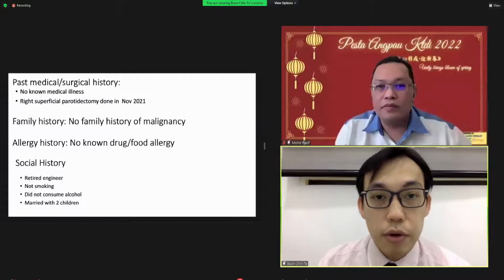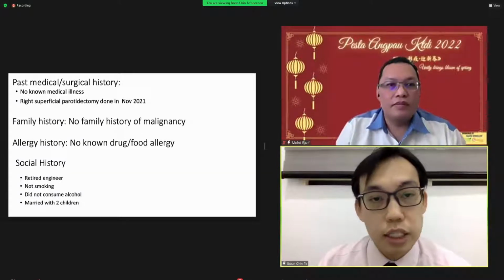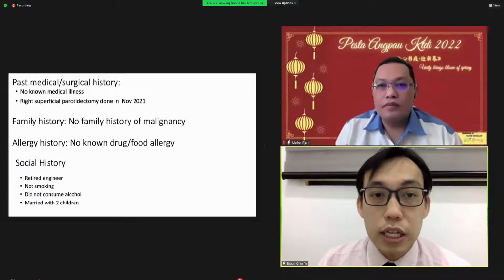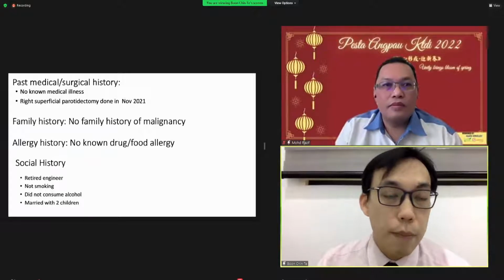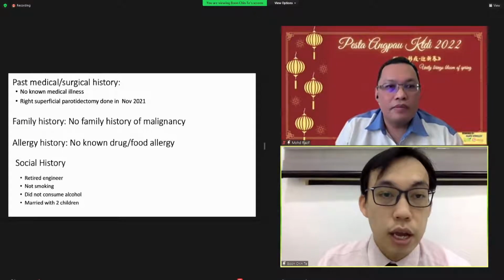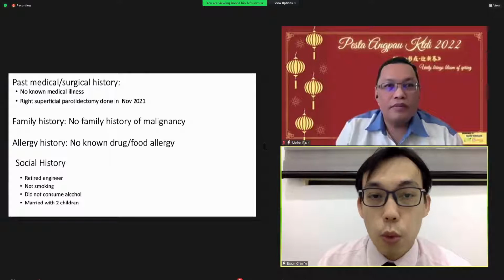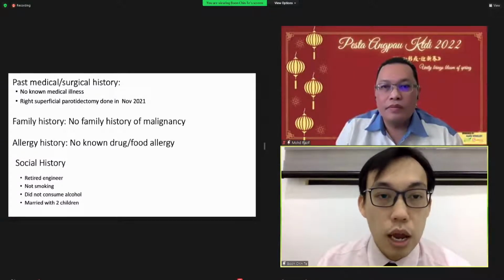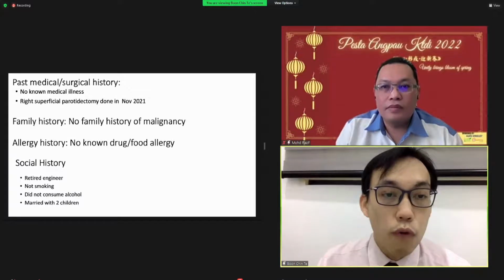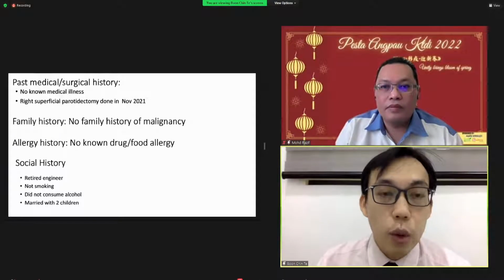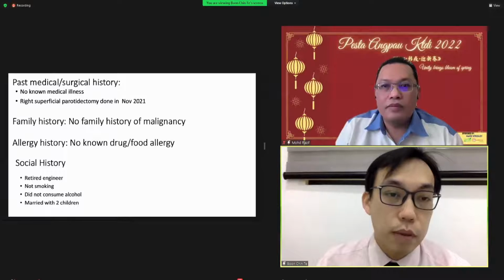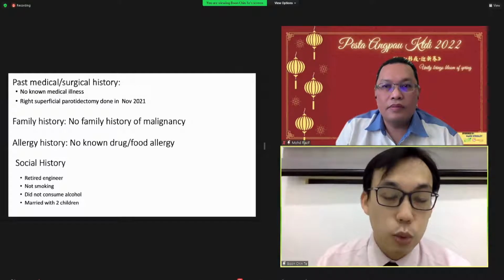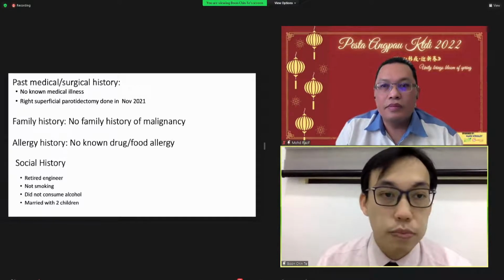In summary, this is a 63-year-old Chinese gentleman with an initial history of 1 year of progressive right parotid swelling, which is painless. He recently underwent a right superficial parotidectomy and had a recurrent swelling over the operation site, and newly developed right facial weakness over the angle of the mouth.